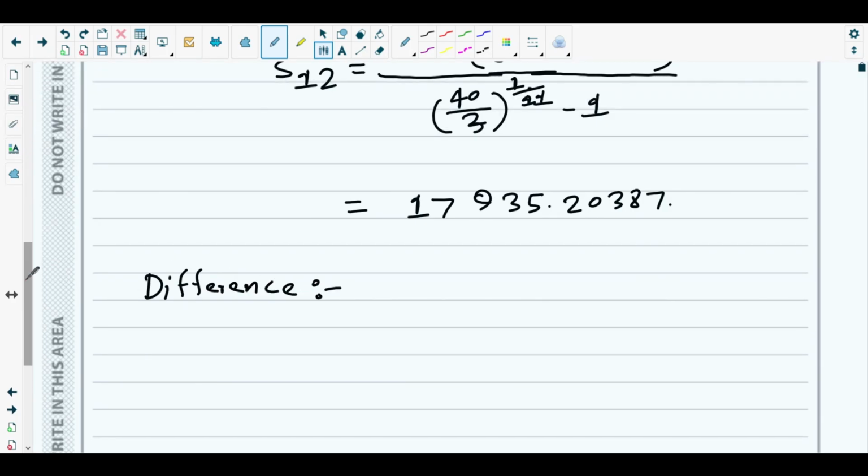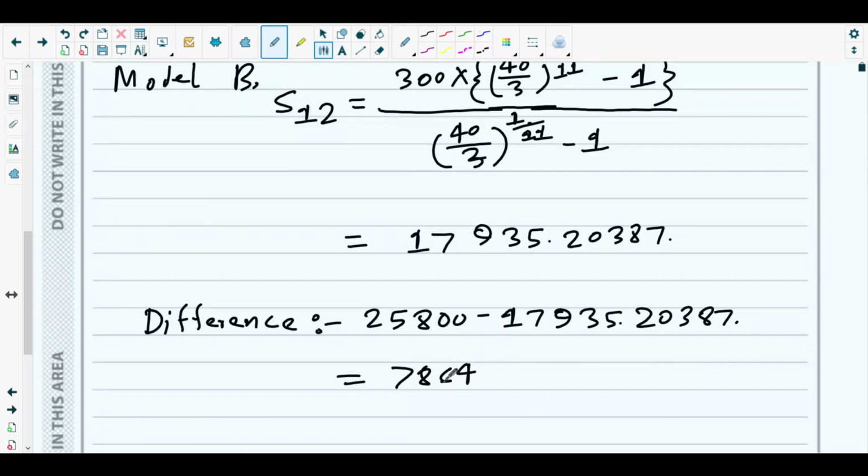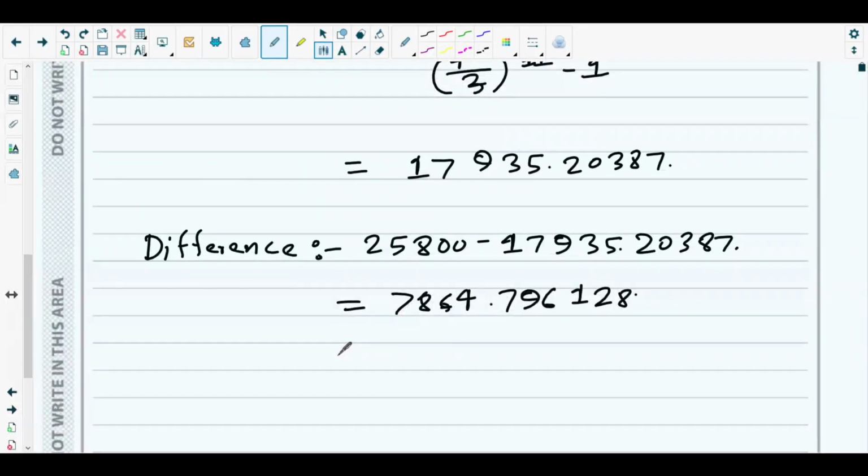Okay, so the difference is how much? Which one is giving larger value? 25,800 minus 17,935 is saved in the calculator. So what will you get? 25,800 minus the answer, it gives 7864.796128. So to the nearest 10 tons, the value should be 78 what? 60, isn't it? 7860 tons.